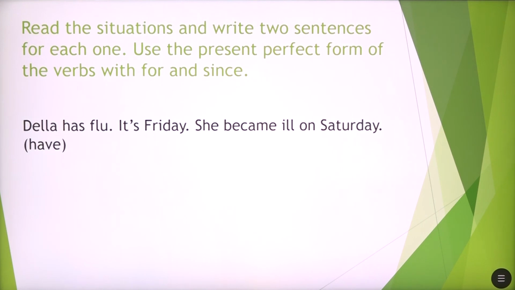Della has flu. It's Friday. She became ill on Saturday. In the brackets, we have the verb have. Take your time and create 2 sentences in the present perfect tense with expressions for and since. Della has had flu for 6 days. Della has had flu since Saturday.